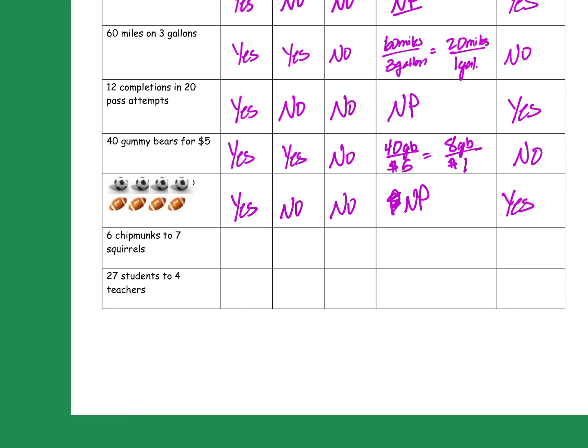Okay, 6 chipmunks to 7 squirrels. Ratio? Yes. Rate? No, because they're the same thing, right? They're both rodents, which Alex looked up for us. Okay, is it a unit rate? No. Can I convert it? No. Is it a fraction? Yes. Oh, yeah. Because they're both the same.